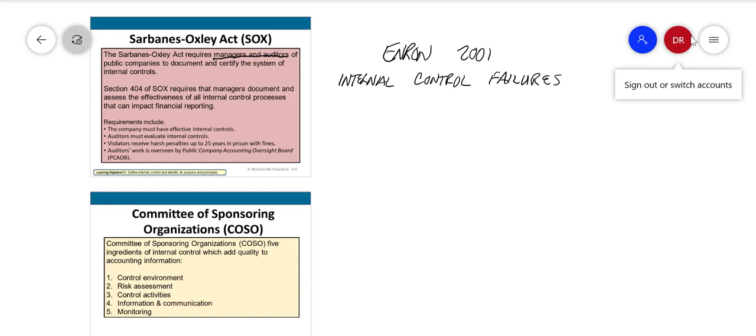Now, what I'm getting at here is not necessarily what happened with Enron, but what is the result? The result is we need to identify internal control processes, and this act, the Sarbanes-Oxley Act, requires a certification on behalf of managers and the auditors that these internal controls are in place and working. So you have to have effective internal controls, and auditors have to evaluate them.